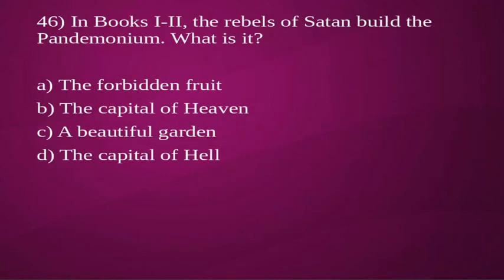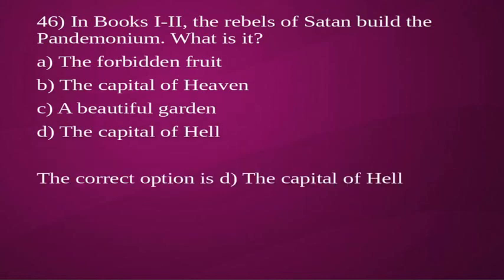Question number 46 is, in books 1 to 3, the rebels of Satan build the Pandemonium. What is it? Option A, the forbidden fruit. Option B, the capital of heaven. Option C, a beautiful garden. Option D, the capital of hell. The correct option is D, the capital of hell.